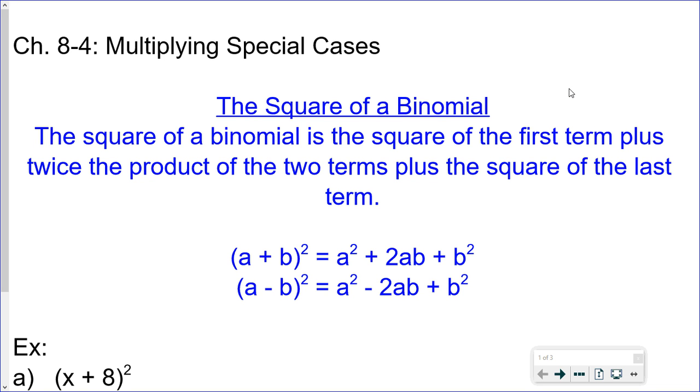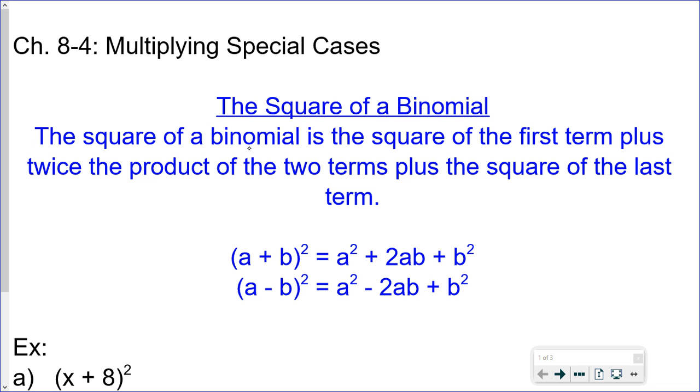All right, this lesson is on multiplying special cases of binomials. If you haven't multiplied binomials before, I'll put a link up here to my previous lesson on multiplying binomials. There are some special cases of binomials that you can multiply really easily if you know these rules.